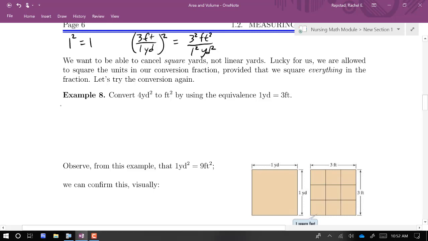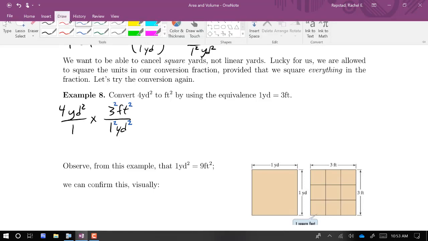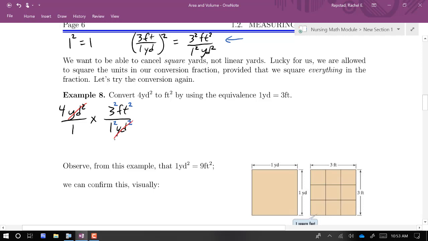So we'll do the same problem. 4 square yards, I put it over 1. I start with this linear equivalent, 1 yard equal to 3 feet, and then I say, you know what, this is not going to be good enough. This isn't going to work out the way I want it to because I have yards squared and I need yards squared. So I want more than anything for that yards to be squared. And because of this fact up here, because they're unit fractions, I can go ahead and square that as long as I square everything in the fraction. Now, the yards squareds cancel.